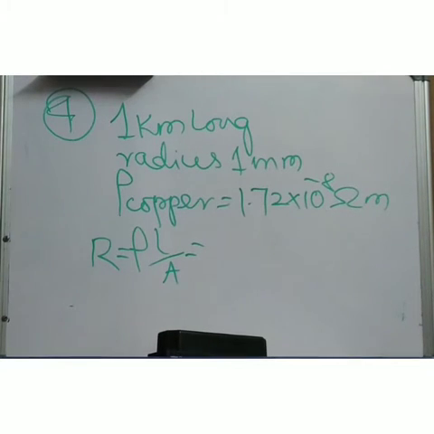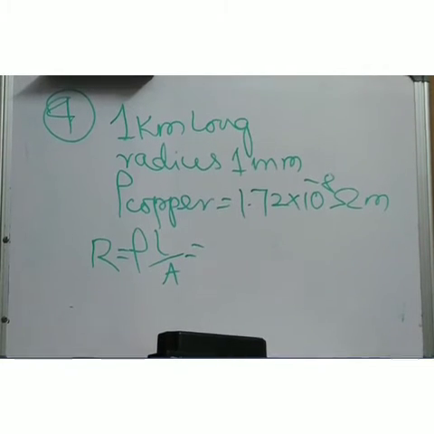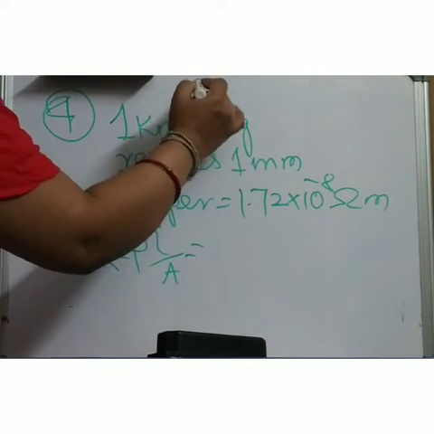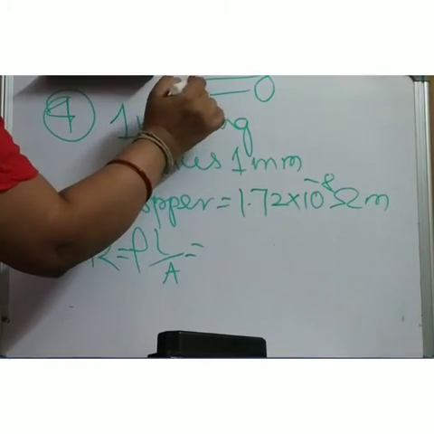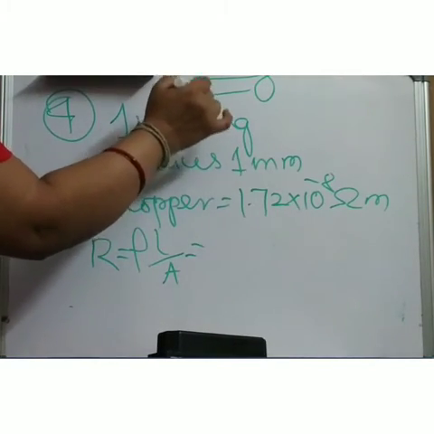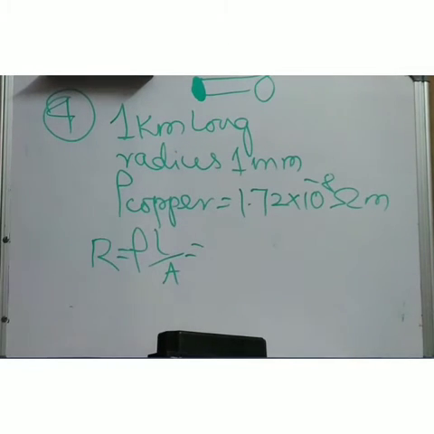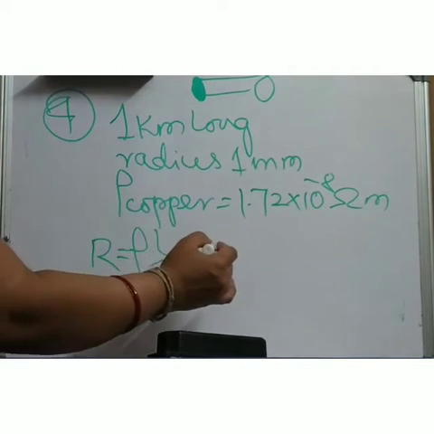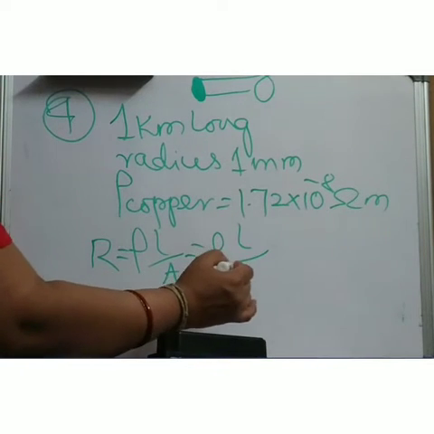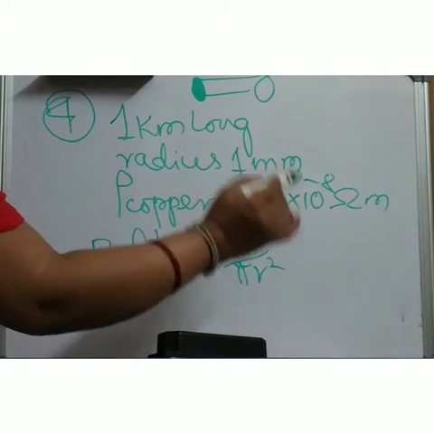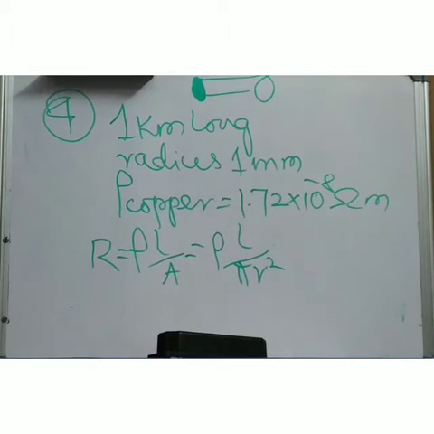L is given, radius is given. Since the radius is given, from there you can find your A. What is the formula for the area of cross section of a cylindrical wire? This part of the wire is your area of cross section, and that is pi r square. So R is equal to rho L by pi r square. Now can you solve? This is simple calculation.